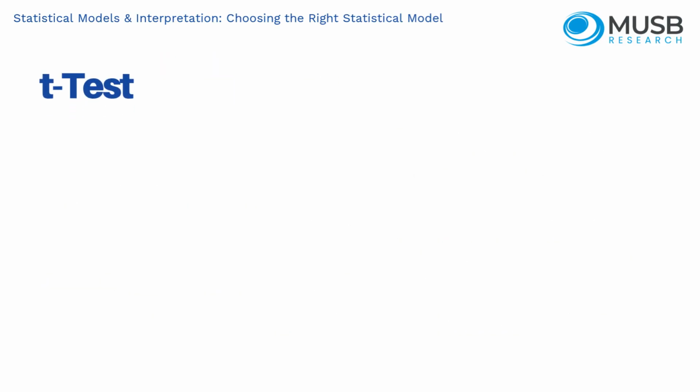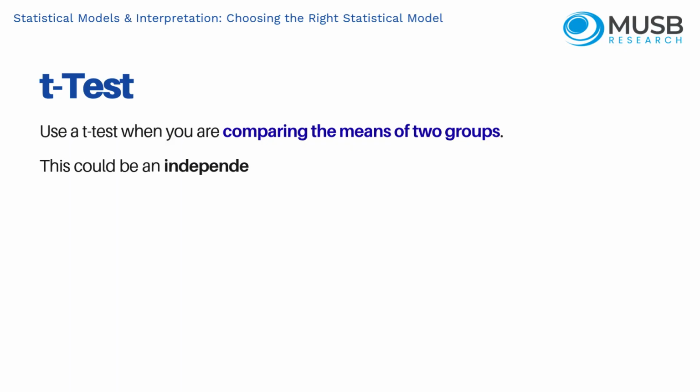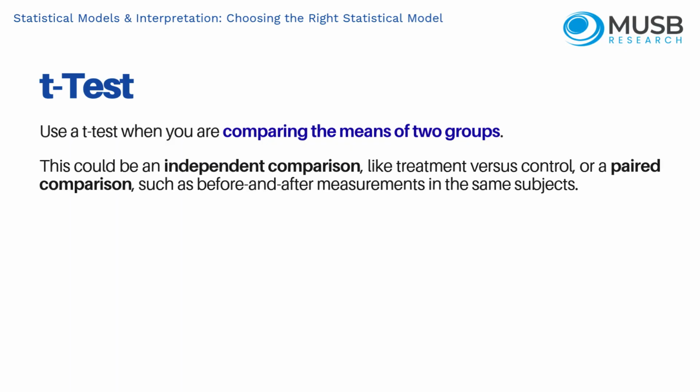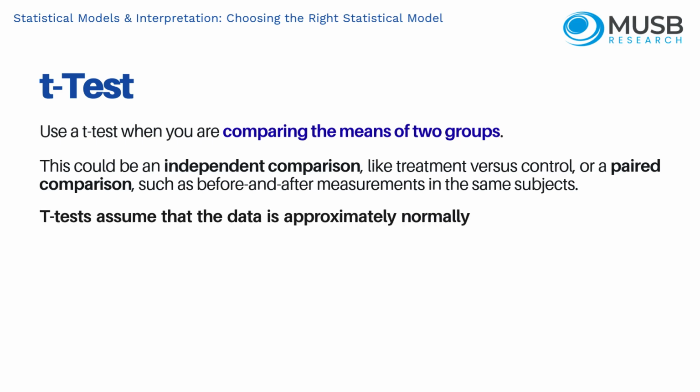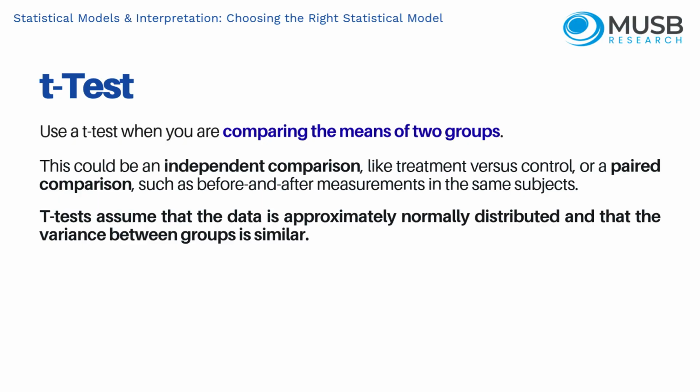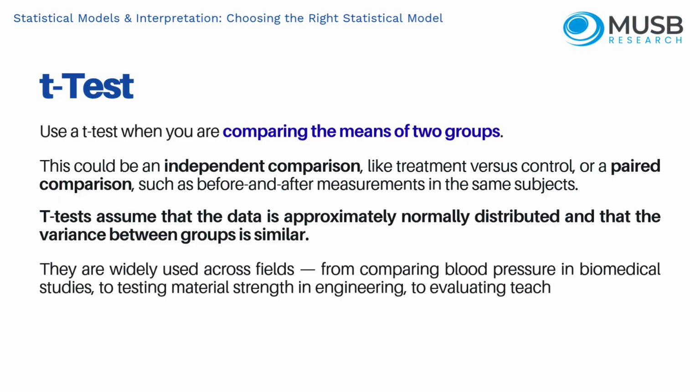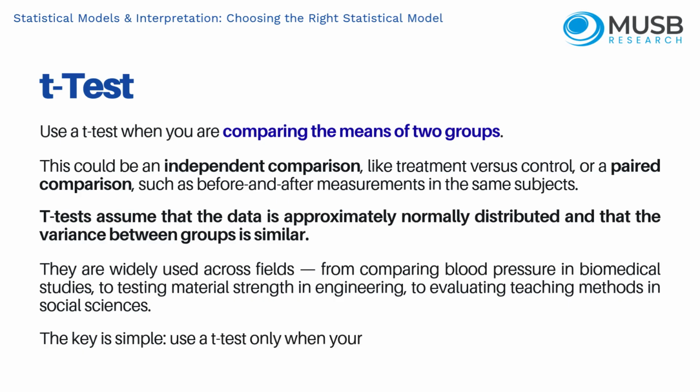T-test. Use a t-test when you are comparing the means of two groups. This could be an independent comparison, like treatment versus control, or a paired comparison, such as before and after measurements in the same subjects. T-tests assume that the data is approximately normally distributed and that the variance between groups is similar. They are widely used across fields, from comparing blood pressure in biomedical studies, to testing material strength in engineering, to evaluating teaching methods in social sciences. The key is simple. Use a t-test only when your question involves two groups.